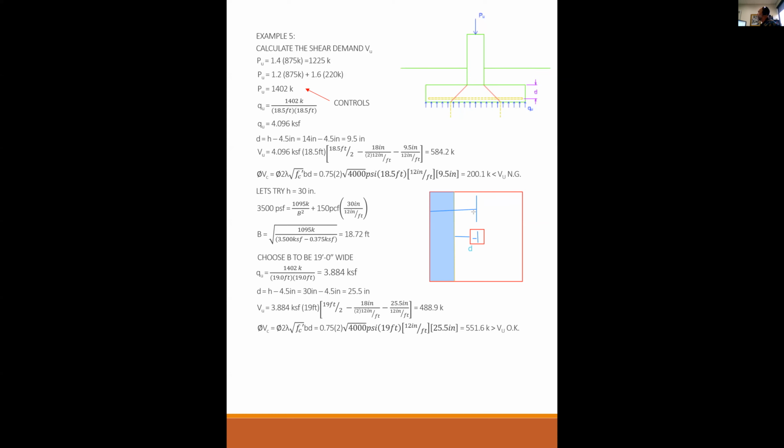So I can take half the footing. I know that distance, that's 19/2. I take away half of the column, that's 18/2, and I take away D, which is 25.5. What's inside the parentheses left over is that dimension. And I know the width is 19 feet, that's that dimension. So pressure times width times length equals a force. Did that help?